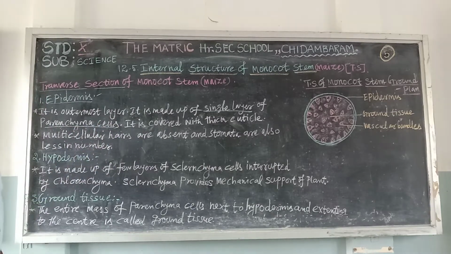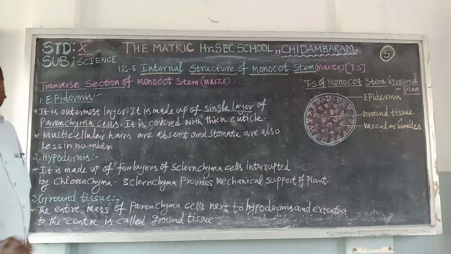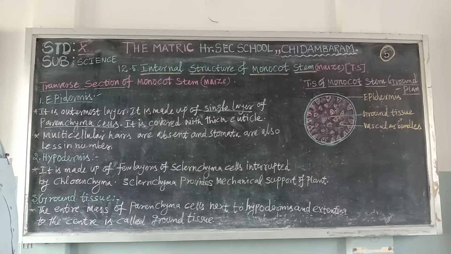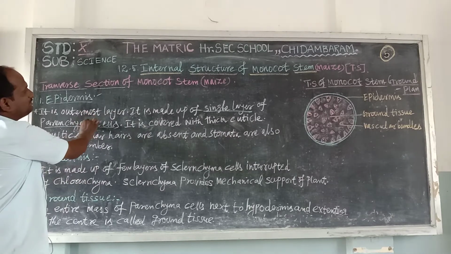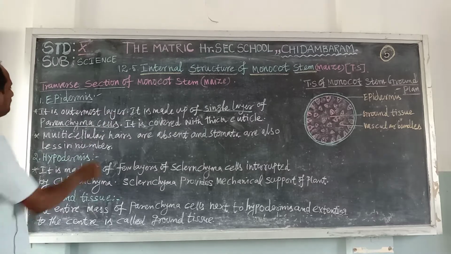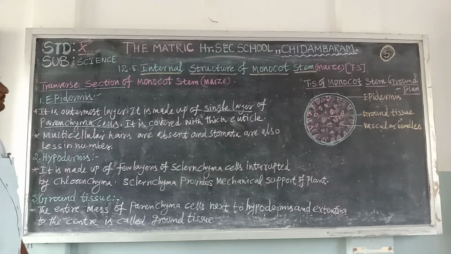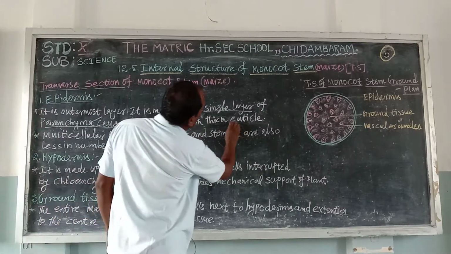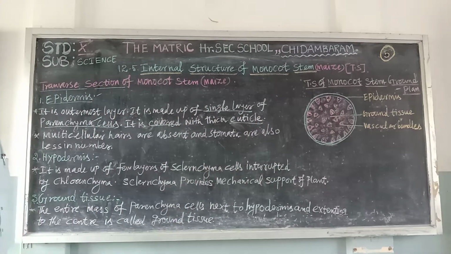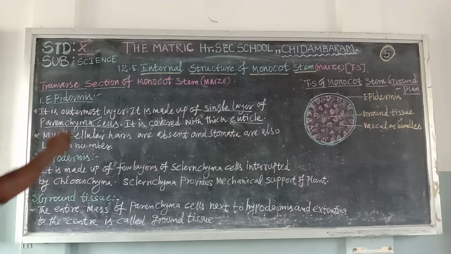This layer is formed of parenchyma cells. In some plants it is sclerenchyma and collenchyma. The epidermis of the monocot stem is made of parenchyma cells. It is covered with a cuticle. The cuticle layer is the outermost layer, and the cuticle is present over the epidermis.